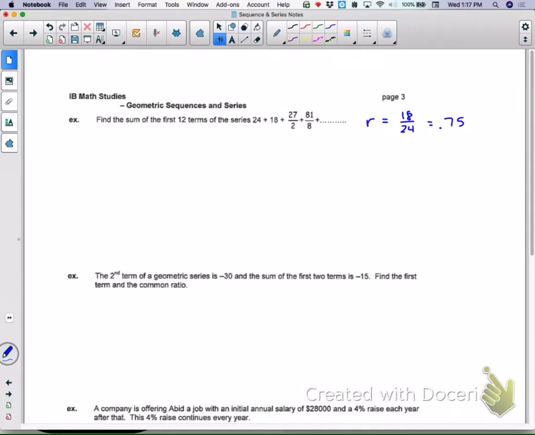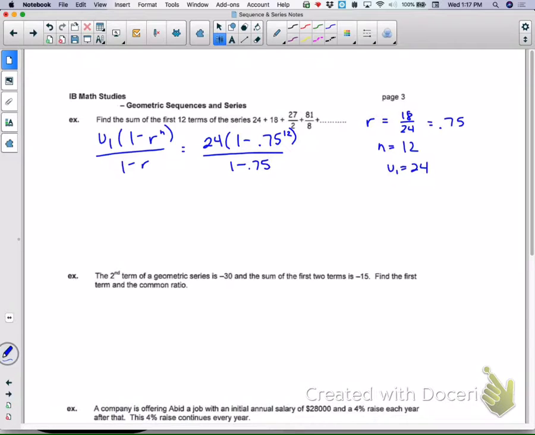Okay. Now, my n in this case is going to be 12, and my first term is 24. Since my r value is a number less than 1, let's use the other sum formula this time, the one that will not give me a negative on the bottom. And let me just double check that I wrote that down right. Yeah. Okay, so my first term is 24, 1 minus 0.75 to the 12th power over 1 minus 0.75. Be careful on this one. Don't write n minus 1. I know that's hard to do because you've been writing it for all these other problems.